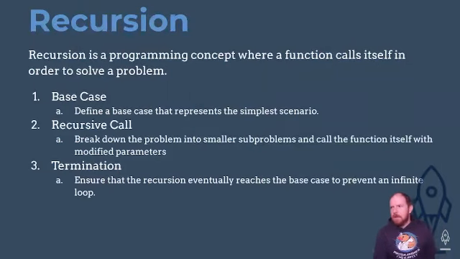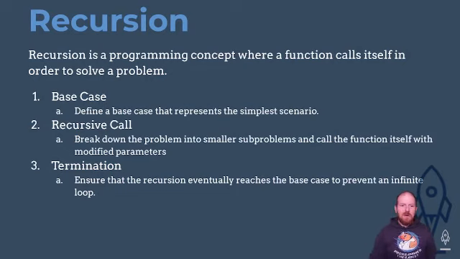Recursion. These are just definitions. Recursion is a programming concept where a function calls itself in order to solve a problem. Oftentimes, you don't know how many times it's going to call itself. That's why they use recursion. That's why some people like it, because you're like, if I might need to call it 10 times, I might need to call it 2 times, I might need to call it 100 times, I don't know. But I know I want to do the same thing over and over and over again until the base case gets hit.